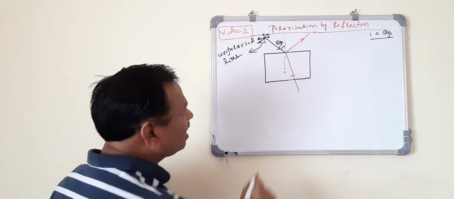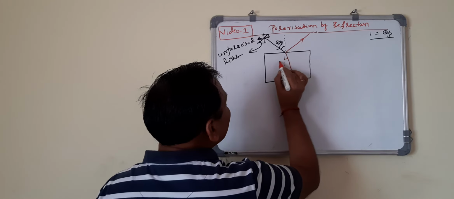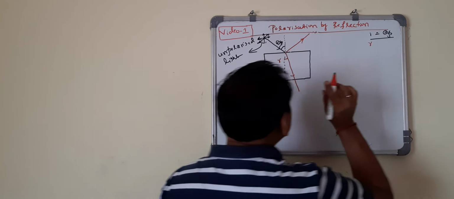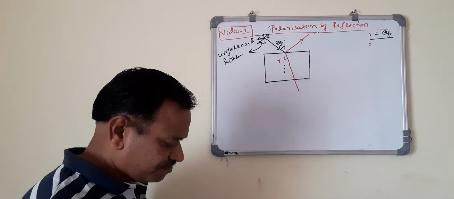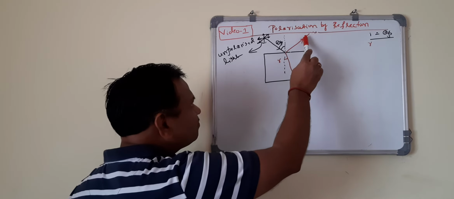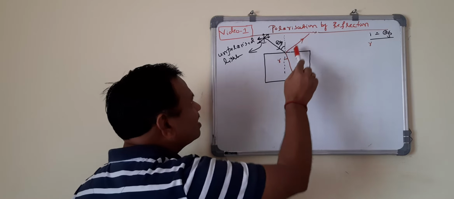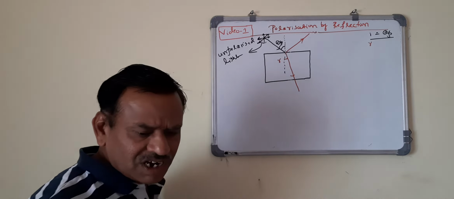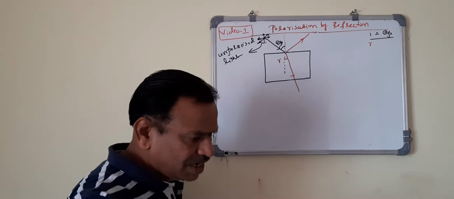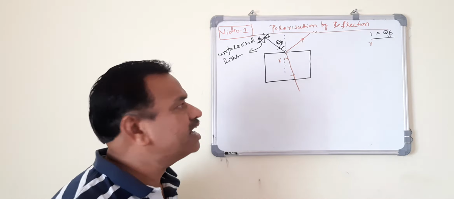This refracted light, it is what? Angle of refraction is what? R. R is called the angle of refraction. Of course, this refracted light still has all the components. Mixed components are there. Vibrations in this plane, vibrations in this plane, and all.